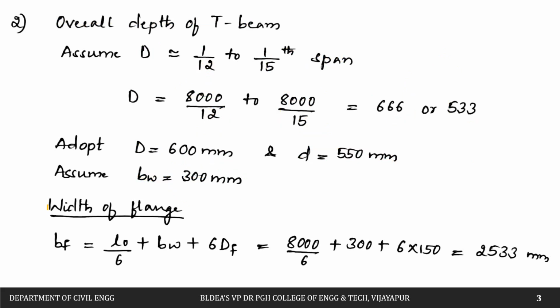Next we have to calculate the width of the flange. This formula we have already seen in the analysis part: width of the flange bf is equal to L0 divided by 6 plus bw plus 6 times df, where L0 is the effective span, bw is the width of the web, and df is the depth of the flange. So L0 by 6, that is 8000 by 6, plus bw 300, plus 6 times df, 150. If you simplify, we get 2533 mm.